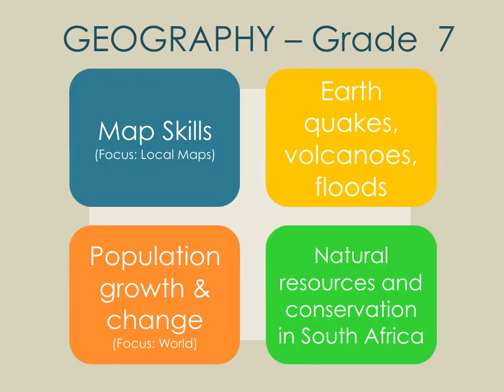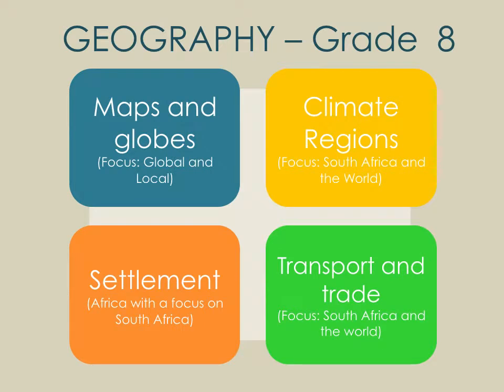Now, in Geography Grade 7, the learners are learning many different types of skills, and the focus areas are different. So we have map skills, they learn about earthquakes, volcanoes, floods, population growth and change, with the focus being the world, and then natural resources and conservation in South Africa. In Grade 8, they build on these concepts, so we look at maps and globes again. In climatic regions, we look at South Africa and the world. Then we look at settlement geography and then trade and transport.